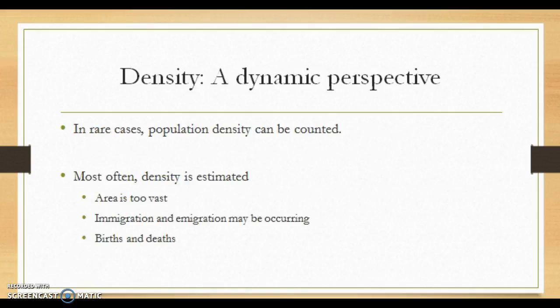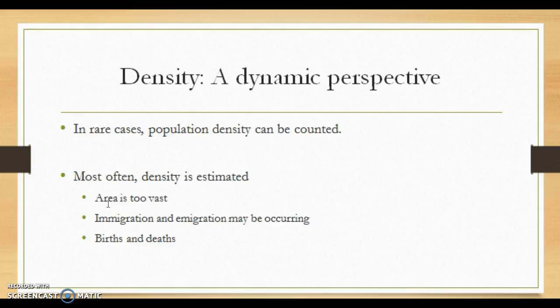Determining density. Density is dynamic, so it is changing. In very, very rare cases, a population can actually be counted. So we can go and we can count how many individuals in a population there actually are. 1, 2, 3, 4, count. However, that is tough to do in most circumstances. Why is that tough to do? The area might be too huge. Could you imagine going from tree to tree in a large forest, counting how many oak trees are there? That'd be a lot of time.